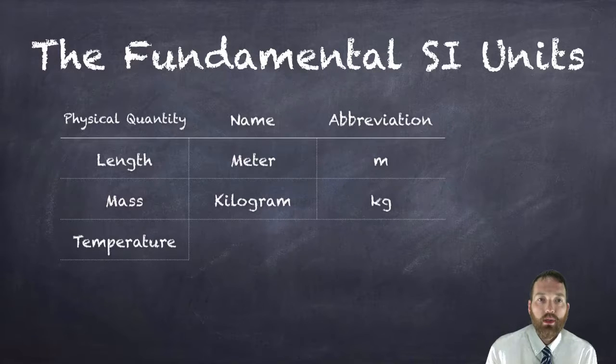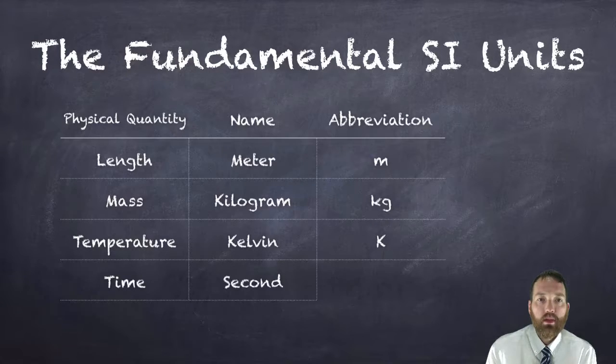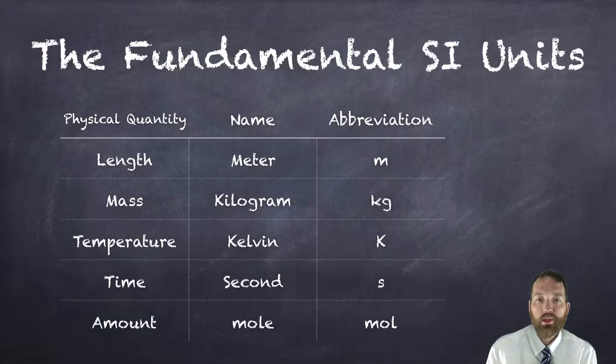Temperature, the unit that we use in the SI system is the Kelvin, although sometimes we use Celsius, and that is abbreviated with a capital K. Next we have time. We measure that in seconds, and that is abbreviated with a lowercase s. And last we have amount. Amount in chemistry is measured in a unit called the mole. You'll be hearing a lot about moles later on in this course, and that's abbreviated with mol. You just drop one letter. It's not quite an abbreviation, but it is what it is.